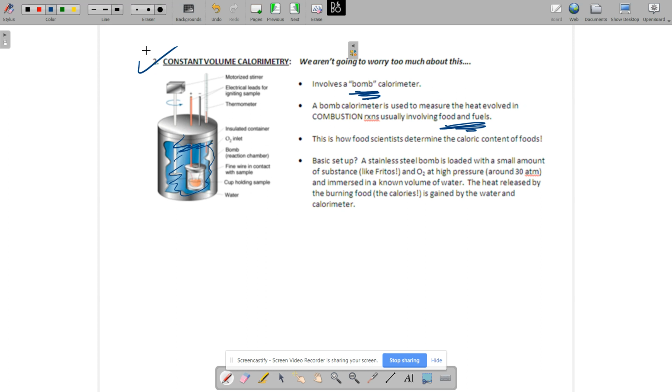Okay. One little detail about these bomb calorimeters is because it's a constant volume. We call it constant volume calorimetry because the pressure does change. Okay, so the calculations are a little tricky, but we're not going to worry about them too much.